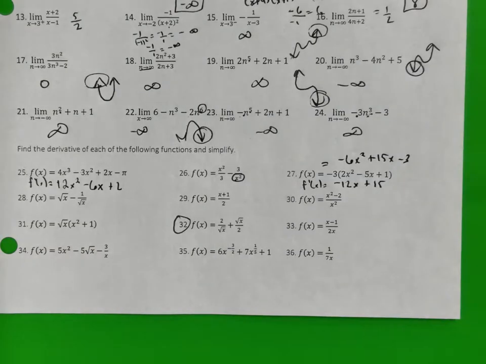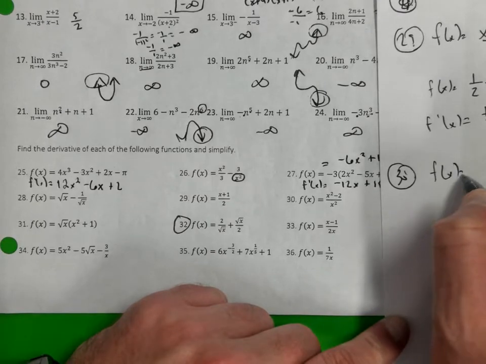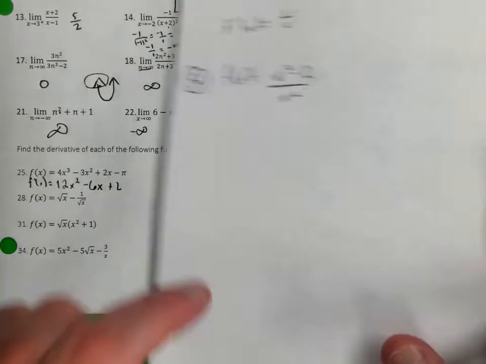Alright. Number 30. F of x equals x squared minus 2. I would split it up and simplify before I start.